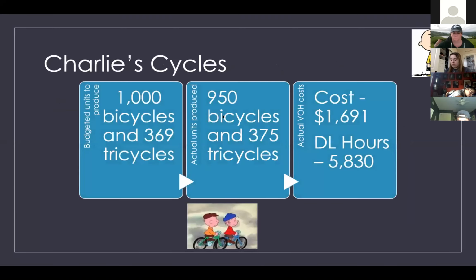So let's see what this looks like with Charlie Cycles. So let's say that we are budgeted units to produce. Let's see if we can switch over to this thing here. Okay, so we budgeted 1,000 bicycles and 369 tricycles. Our actual units were 950 bicycles, but we actually produced 375 tricycles, and our cost was $1,691, and we actually used 5,830 hours.